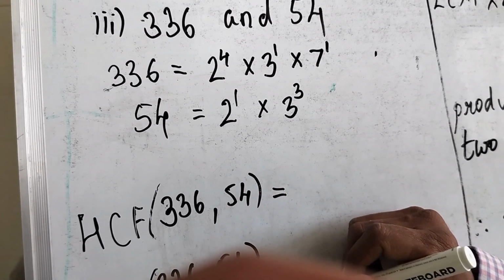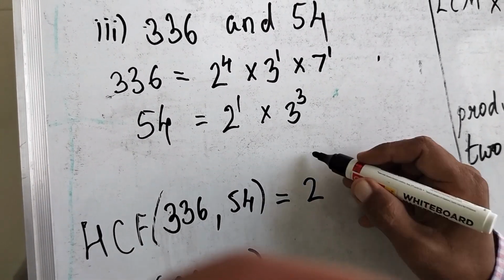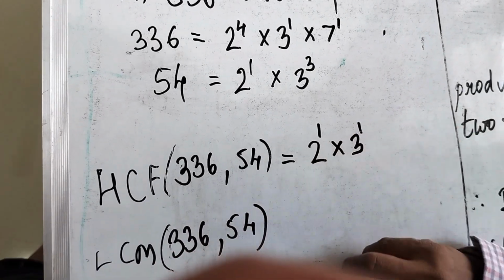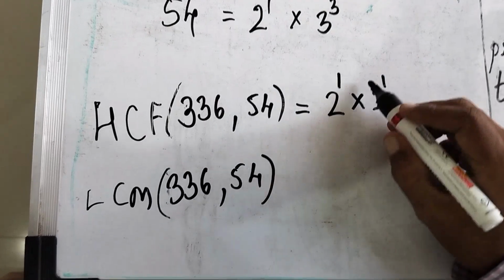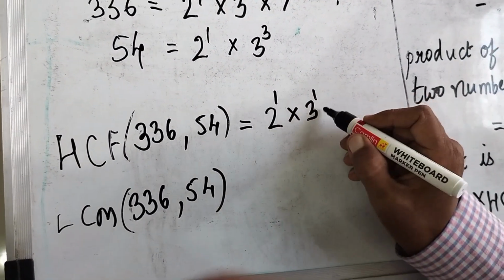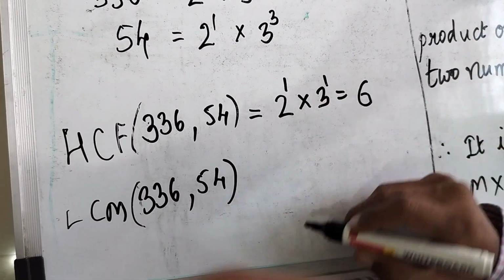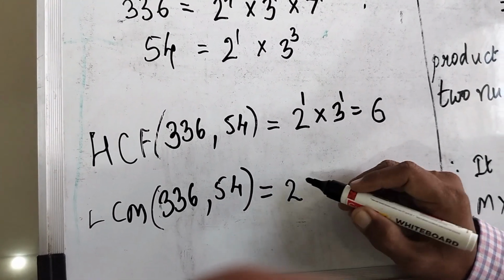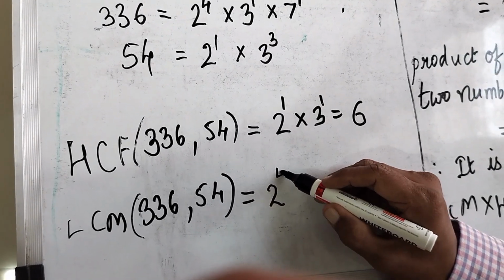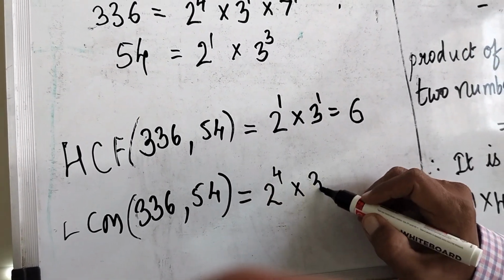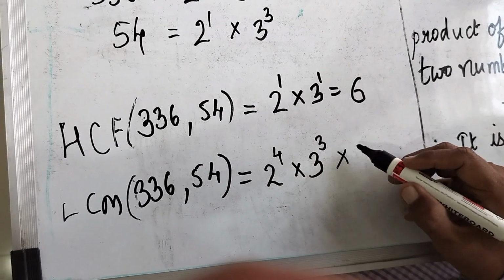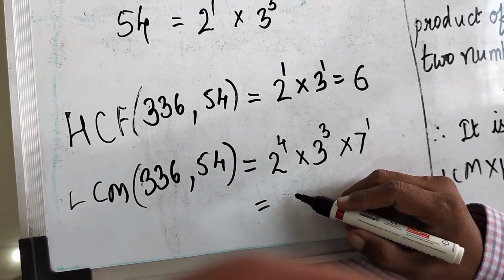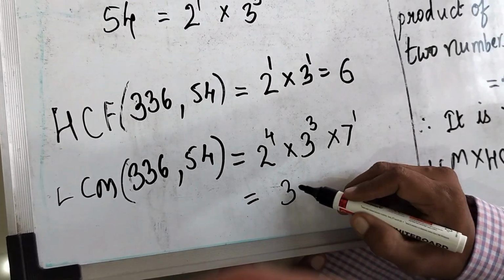Now what is the HCF? The common factors having the smallest power. 2 and 3 are the common factors in both cases, and 2 raised to 1 and 3 raised to 1 are the smallest powers, and we have the HCF as 6. Similarly for LCM, what are we going to take? Greatest powers of all the factors. So 2 raised to 4 is the greatest power, 3 raised to 3 is the greatest power, and 7 raised to 1 is the greatest power, which when you multiply it comes to be 3024.